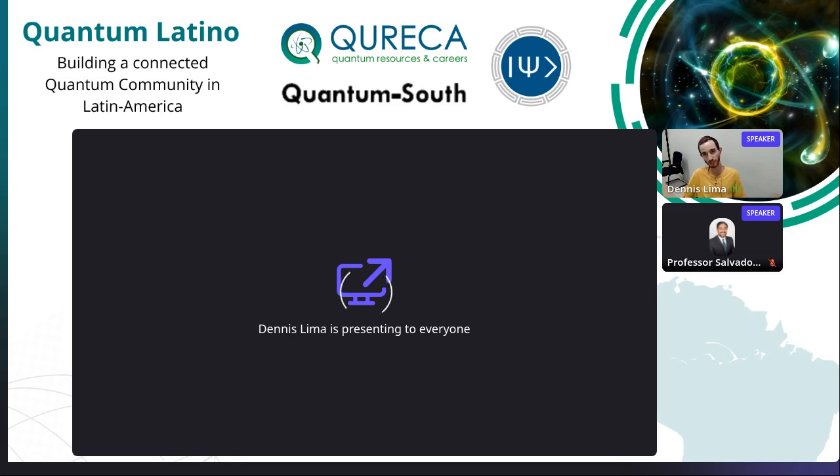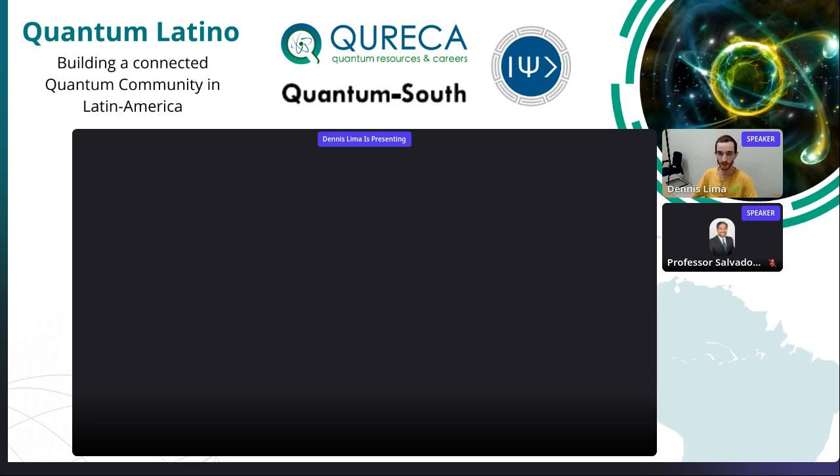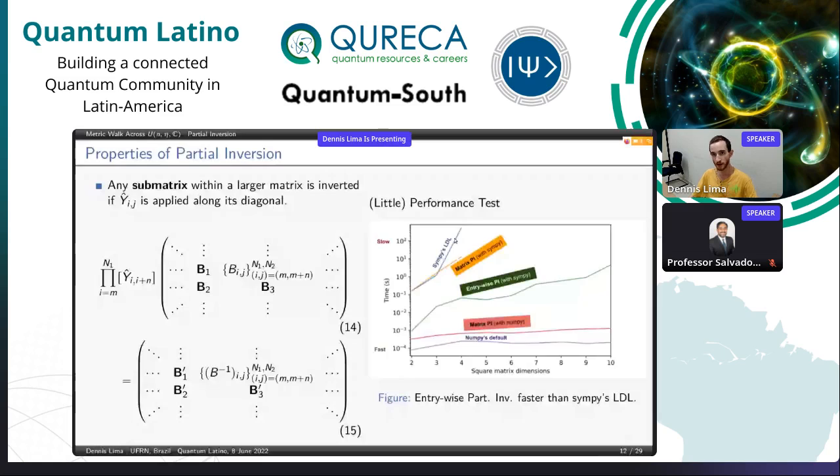this algorithm, the entry-wise version with some orders that we find is in pi and NumPy. We find that the entry-wise version of partial inversion is at least 2 orders of magnitude faster than SymPy's LDL, for example. But it's still not faster than NumPy's.